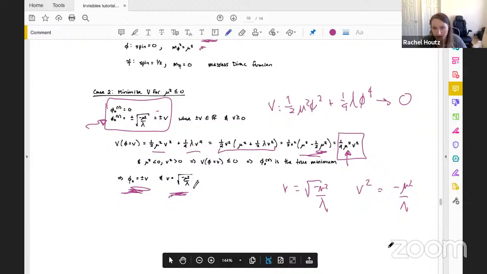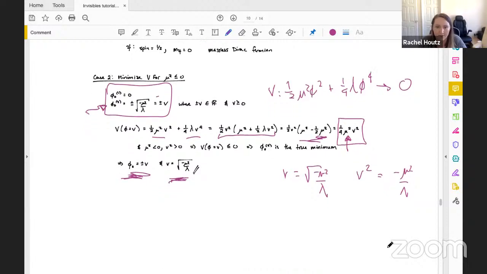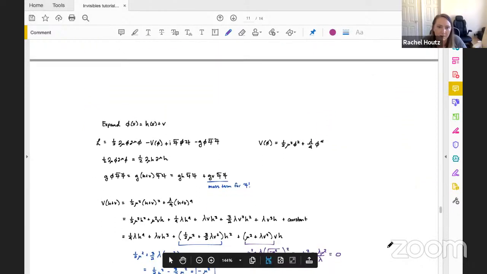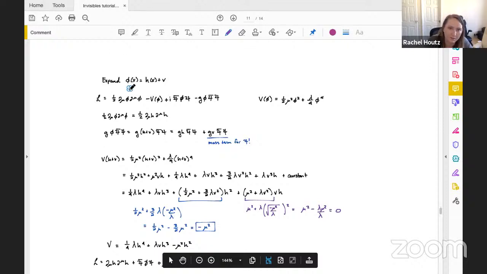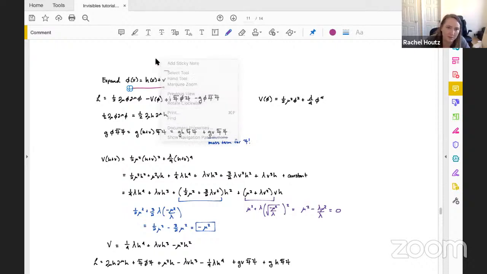Now the next part of the question asks, what are the physical fields? So we have to expand the Lagrangian. Phi of x is h of x plus v, where h is now a new scalar field. I've rewritten the Lagrangian and the potential for you. First, expanding the kinetic term, we get the same kinetic term for h as we did for phi, because the partial derivative kills the constant v.